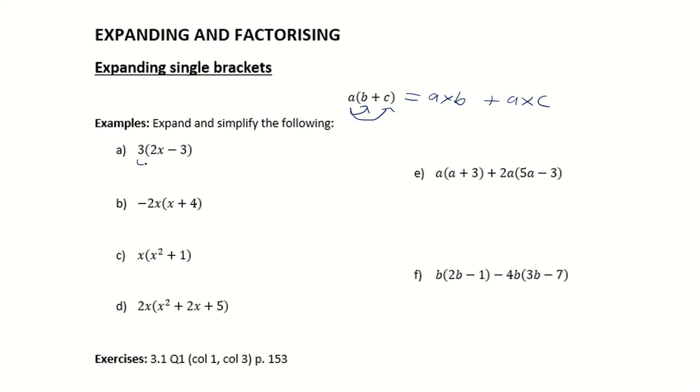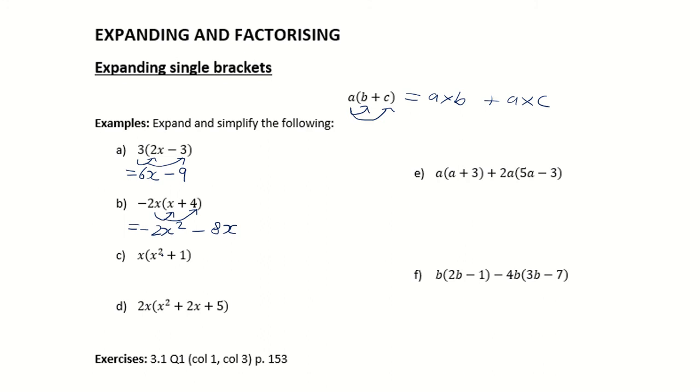So for this one, we're going to have 3. You don't have to draw the arrows every time, I'm just doing that for completeness. So 3 times 2x is 6x, and then 3 times -3 is -9. With the second example, -2x times x is going to be, well, x times x is x squared, so it'll be -2x squared. And then -2x times 4, well, that's going to be -8x. So remember, you can pause the video and take down the examples afterwards.